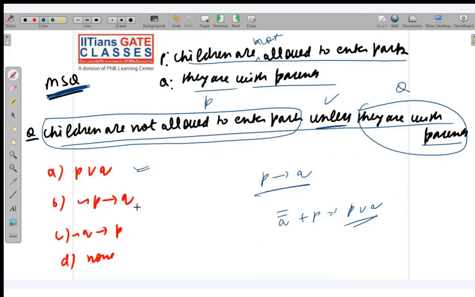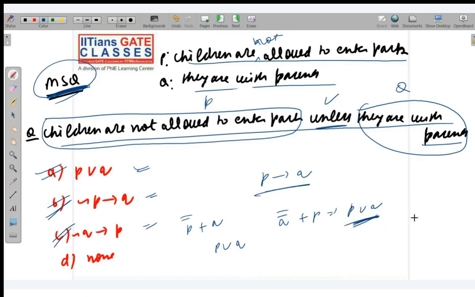Now what about this scenario? Not P implies Q. Not P implies Q will be what? P bar bar plus Q, so P or Q only. So one and the same thing. Not Q implies P. I have told you P or Q only. So all the three are correct. That is the beauty of MSQ.